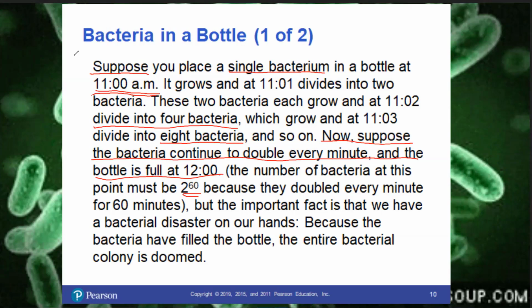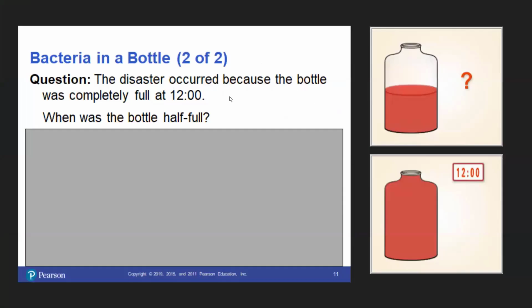The story continues to say we have a disaster ahead of us, and we want to talk about that a little bit more right now. I'm not going to get into every single reason that we have a disaster on our hands, but most of your homework will ask you about why it's going to be a disaster. And the book will talk through a little bit more of that in a fun way. So the next question I'm going to ask, a question from the bacteria story: after 1 full hour, the bottle was completely full. So by noon, when was the bottle half full?